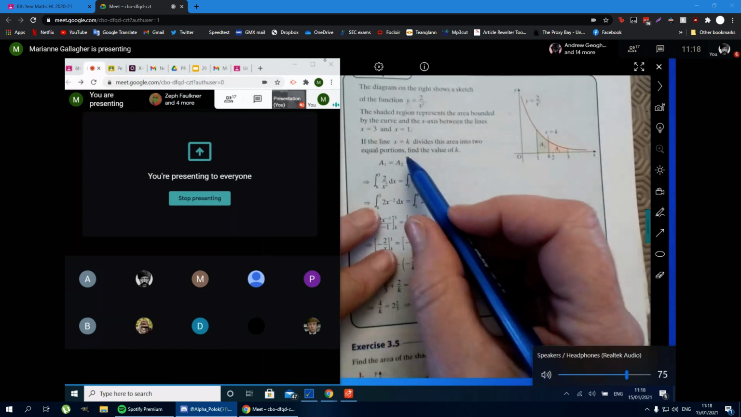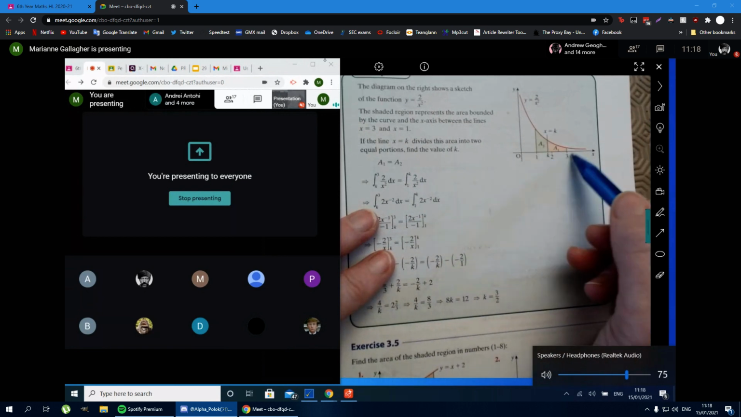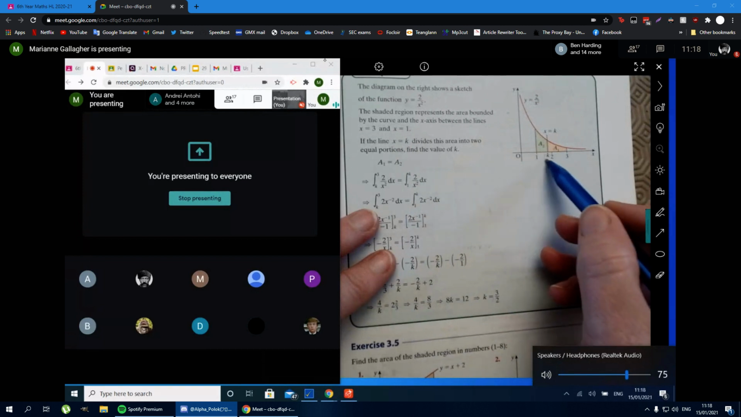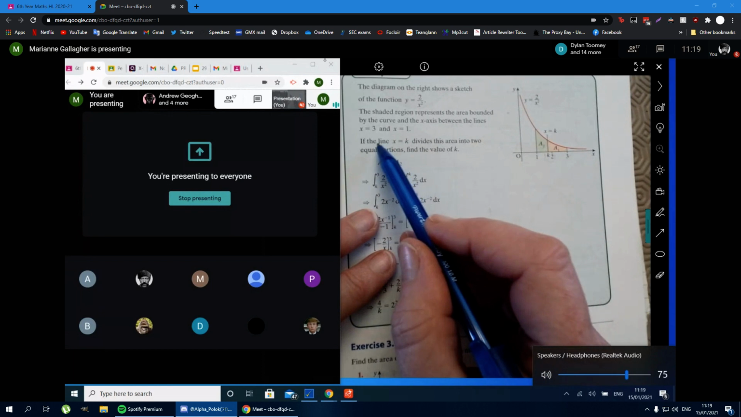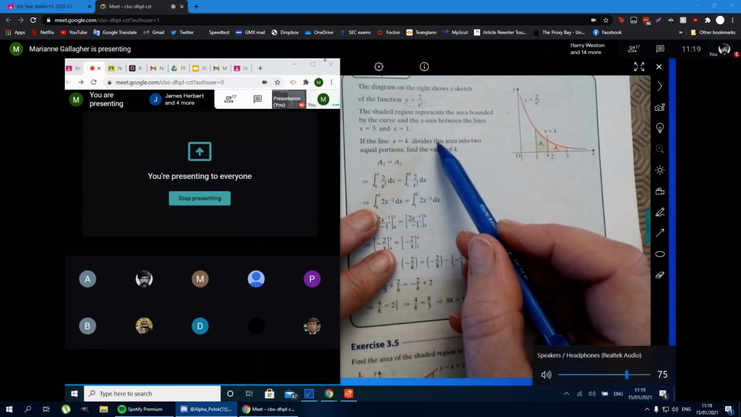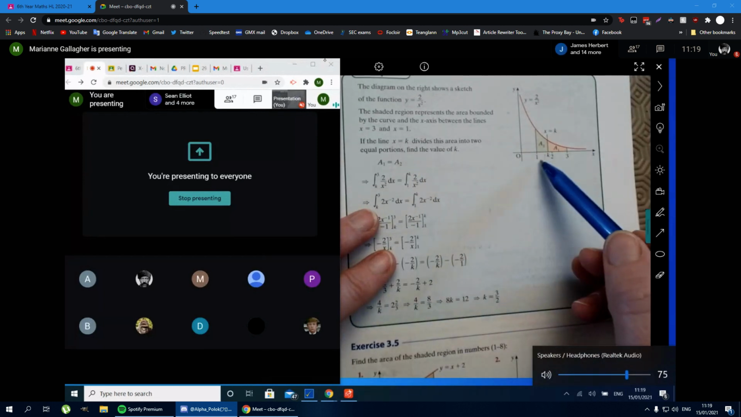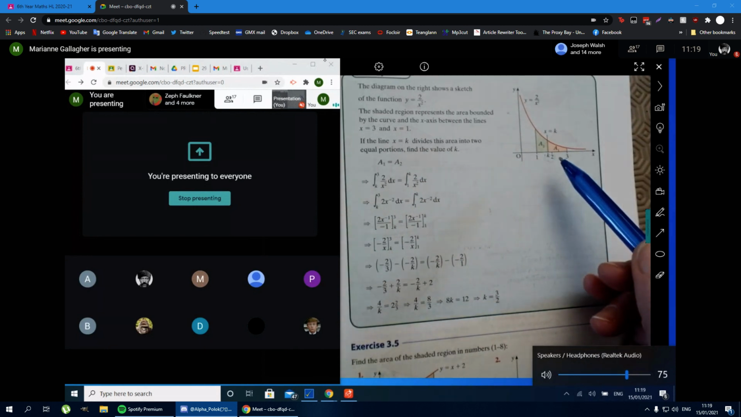It's just kind of making it a less straightforward problem. It could just say find the area between 1 and 3 of this curve, but it's not. It's saying we want to find what number here will split this into 2 equal areas. So that if the line x equal to k divides this into 2 equal portions, find the value of k. That means the area from 1 to k has to be the same as the area from k to 3.